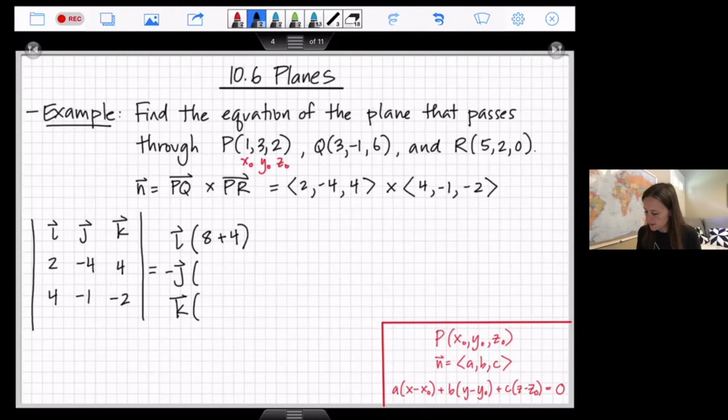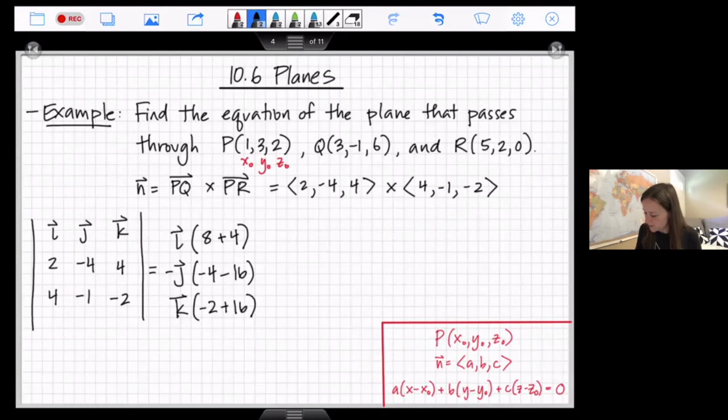Let's see, cross out the column for J, I'm going to get 2 times -2, minus, multiply on the up angle, 4 times 4 is 16. Cross out the column that belongs to K, and I'm going to have 2 times -1 minus 4 times -4, so minus a -16, so it's going to be plus 16.